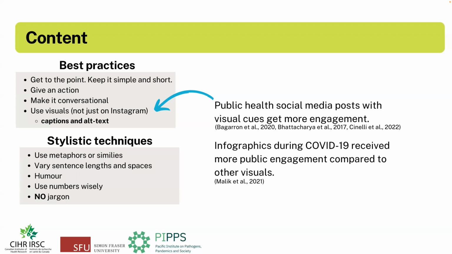There are many different stylistic techniques you can use to engage audiences with your content. A few of the common ones include using similes, metaphors, varying your sentence lengths, and creating space for the eyes. For instance, you want a hook. If you want your hook to stand out from the rest of the paragraph, it's really helpful to have that space.